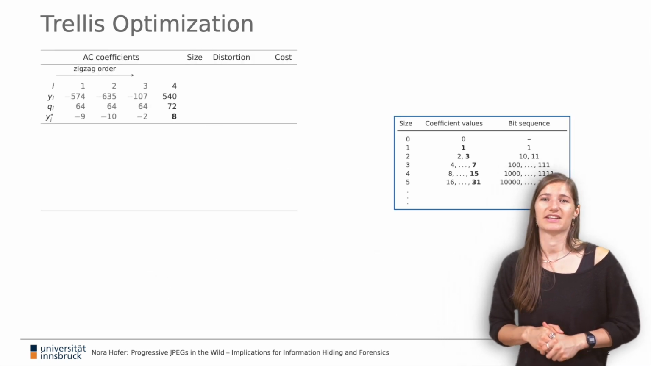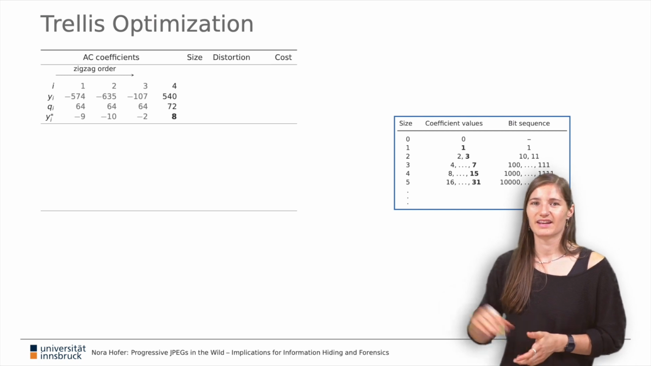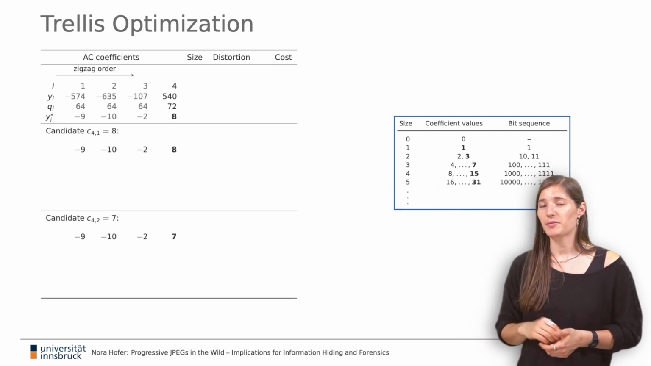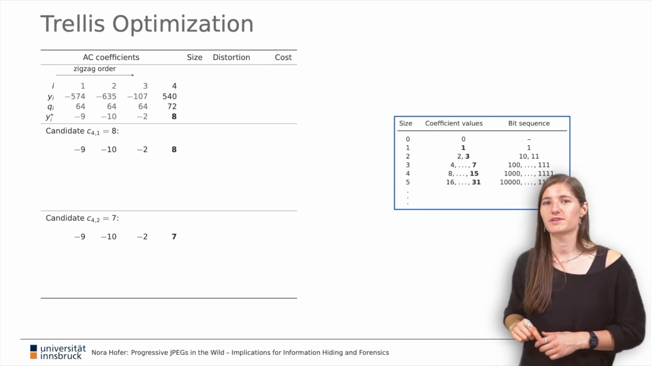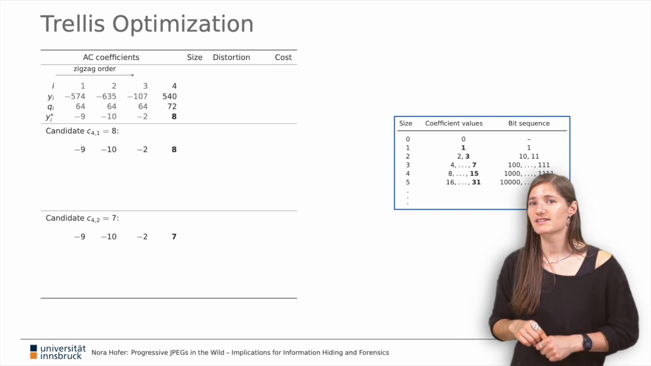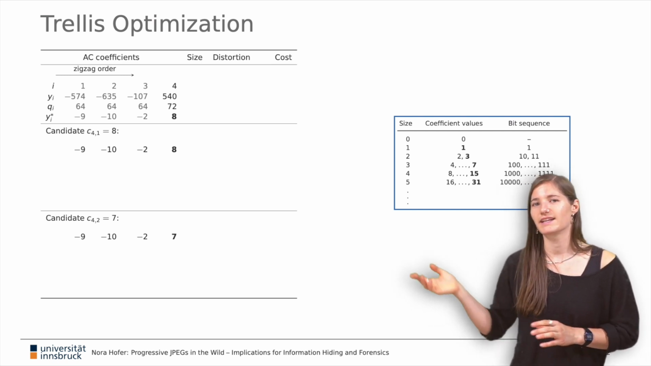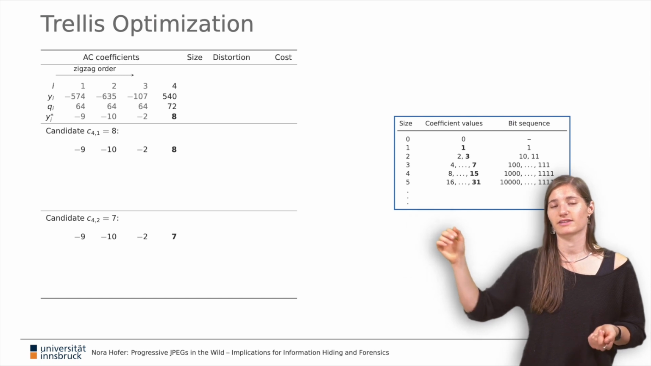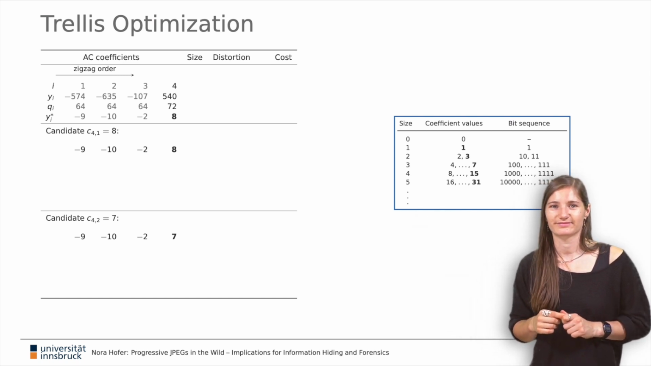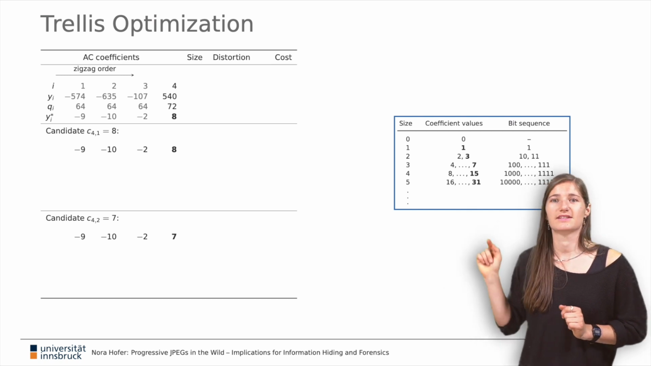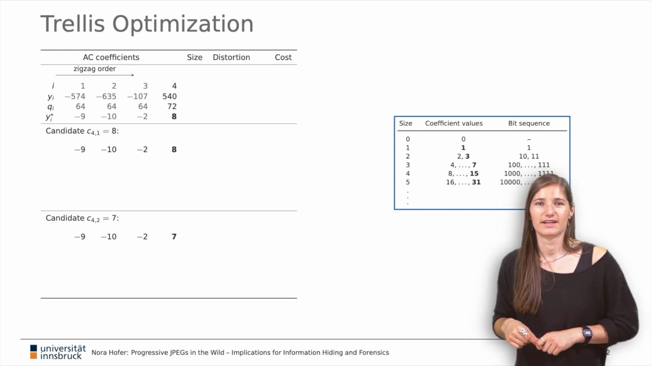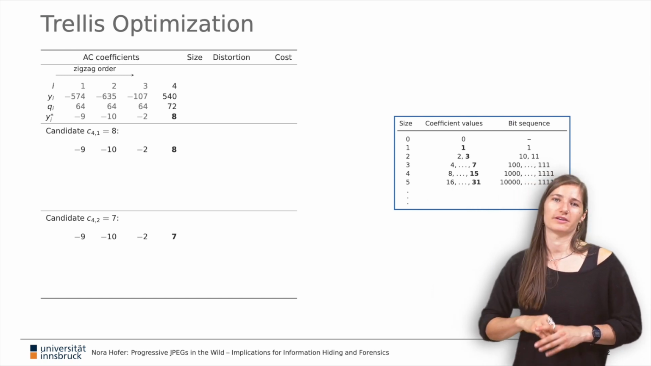Now, let's see how that would look like for an example. Assume this sequence of AC coefficients. Now we want to perform the trellis quantization to optimize the coefficient at index 4. The unquantized coefficient value is 540. It gets divided by the quantization factor 72 and rounded to the nearest integer, 8. Like before, we use the size tree to get these alternative candidates of shorter encodings. Again, those are 7, 3 and 1.